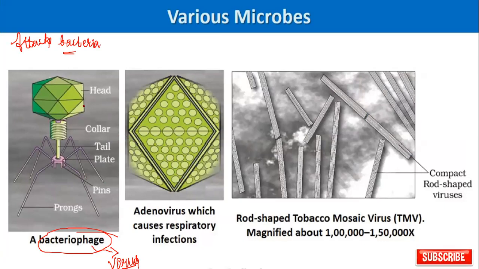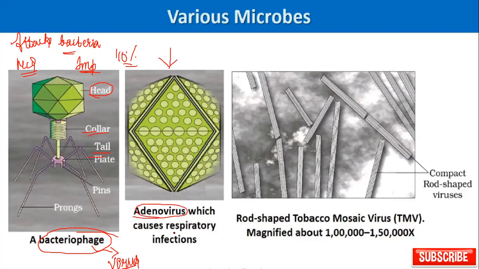Next, this is an important diagram. I'm giving you a 110% guarantee that this can be a diagram-based question in the upcoming NEET examinations. You have the tetragonal or hexagonal shaped head, then the collar, followed by the tail. These are the three main parts which can be asked in your exam. Next, the second diagram shows the adenovirus, which causes certain respiratory infections. And we have the rod-shaped tobacco mosaic virus.